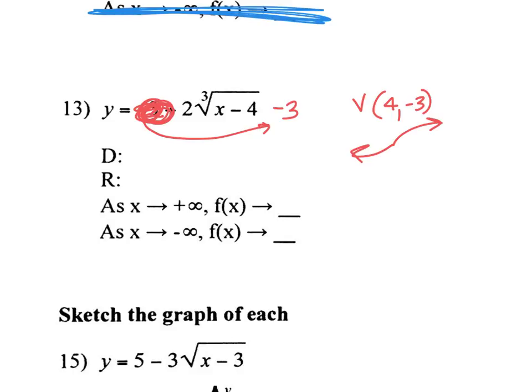So the domain on cube root, since I go both directions, it's just all real numbers, or you can do negative infinity to positive infinity if you want. And then the range, same thing. It's going both directions, so that's all real numbers. So here the vertex is actually irrelevant. And then as x is going to the right, this is going up, so that's positive infinity. As x is going to the left, so this time the graph does go to the left, it's going down, so that's negative infinity.